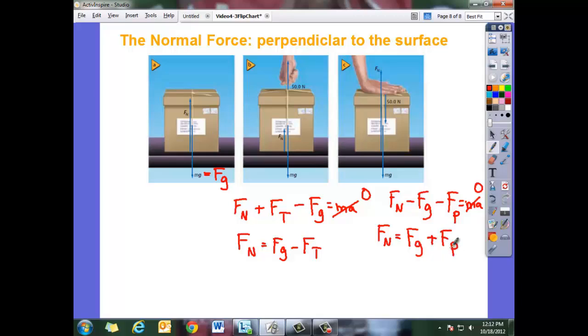So the normal force can change depending on whether the object has additional forces acting on it. If it does not have additional vertical forces acting on it, the normal force will be equal to gravity. And we will work more with this in Chapter 6.